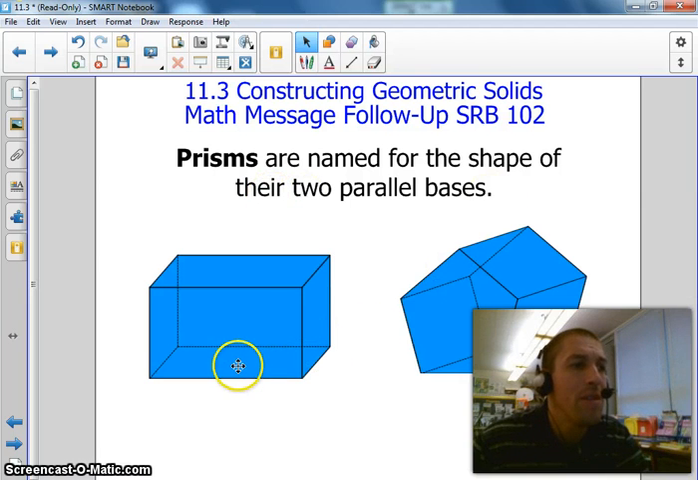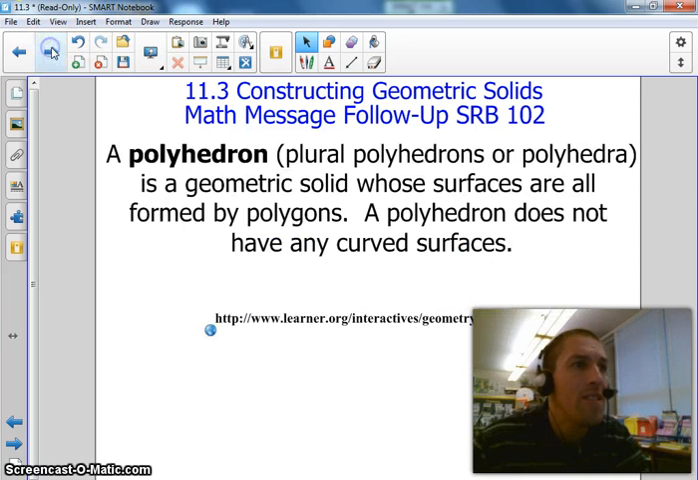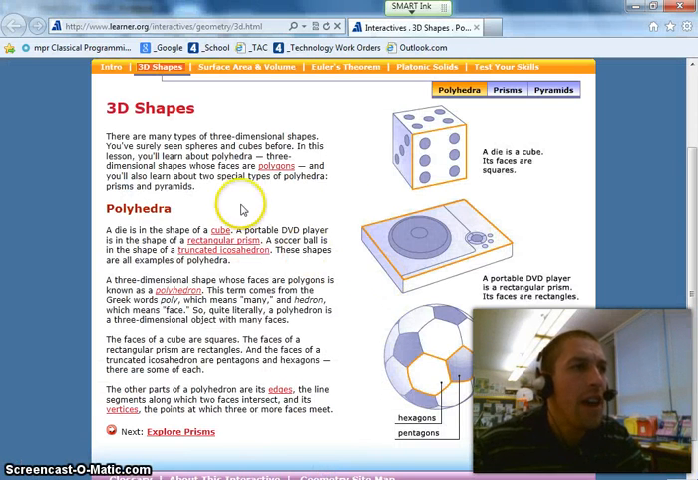This is a rectangular prism because there's a rectangle for the bottom and top. This is a pentagonal prism because there's a pentagon at the bottom and at the top, the two bases. A polyhedron is a geometric surface formed by polygons. Now, if you look here, you see some other pictures of polyhedrons, where the sides are made of polygons. All the faces are made of polygons. So a rectangular prism would be a polyhedron. A cube would be a polyhedron. Even a soccer ball would be a polyhedron because it is made up of hexagons. You see that? Moving on.